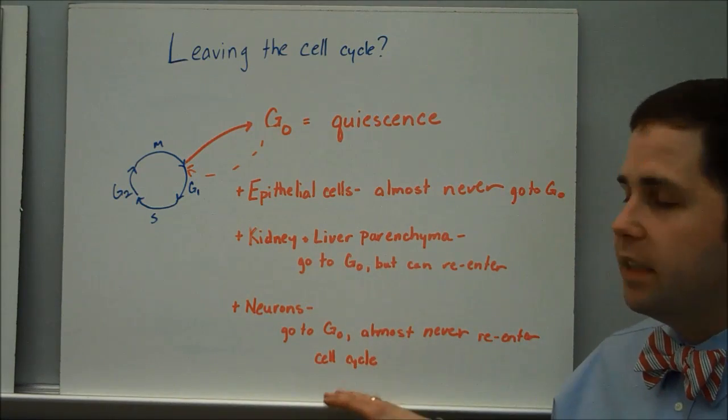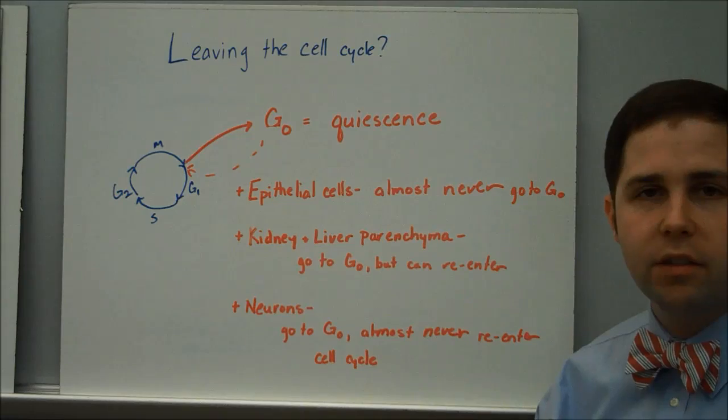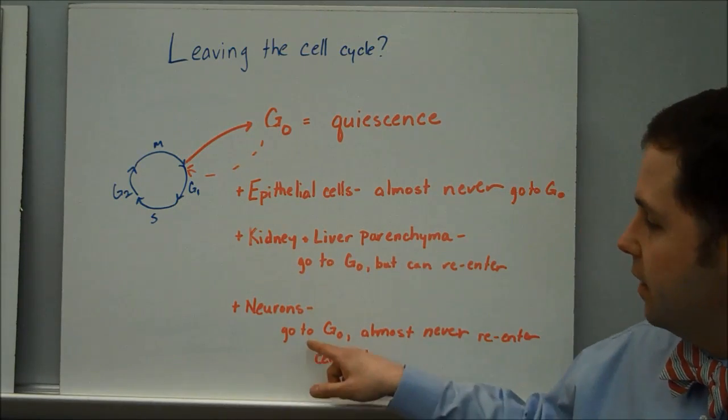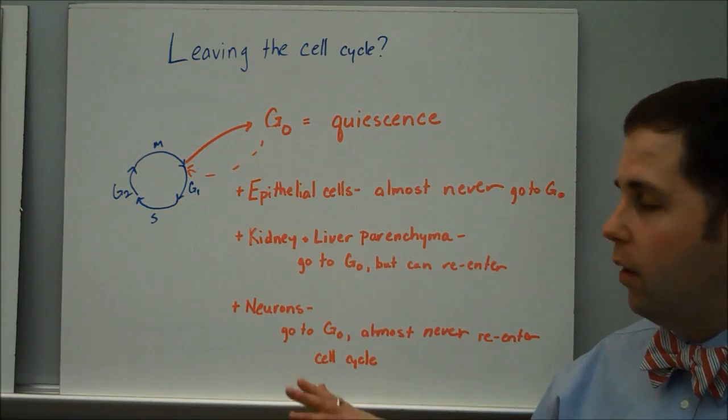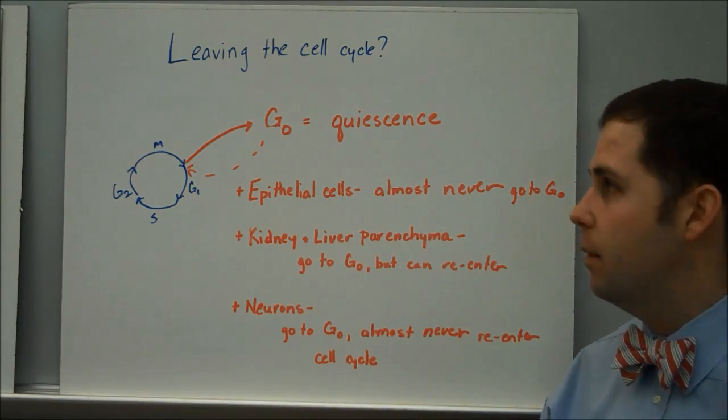And this is where some of the research has gone into using stem cells to repair spinal cord injuries, for example, because those stem cells haven't reached G0 yet. However, that's an entirely different process that's way more complicated, and we're not going to talk about it in this class.